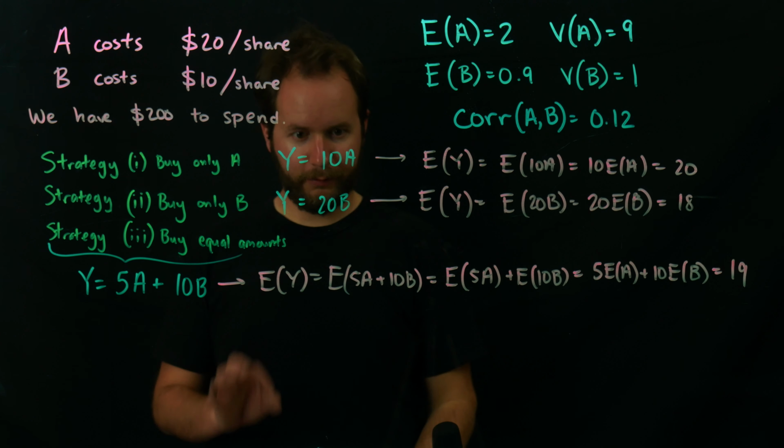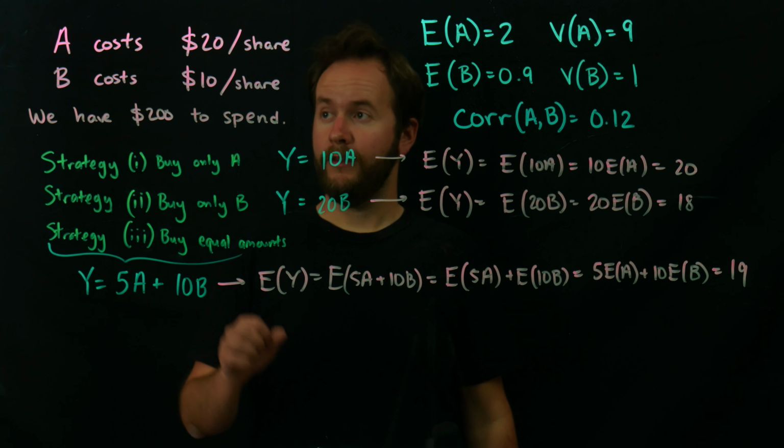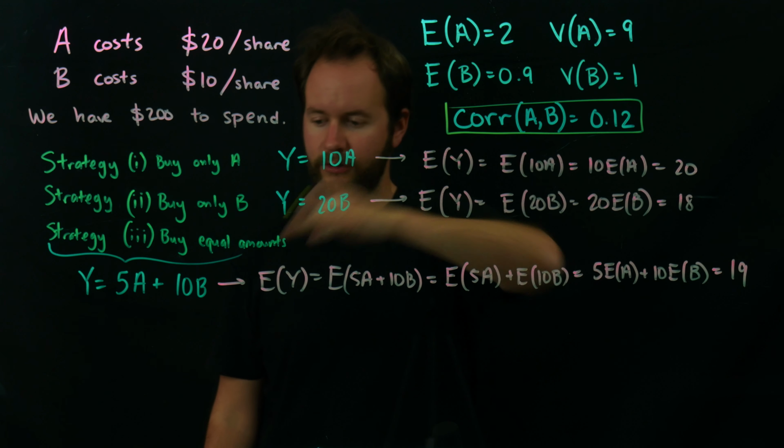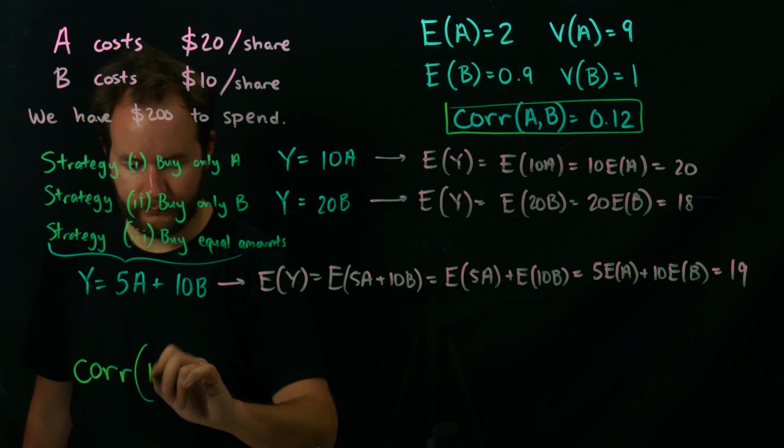Okay, the next part of the question actually has us compute the covariance between the stocks A and B. So we're actually going to use this correlation formula here. I'm going to snag this guy and bring him down to the line below. I'm going to go ahead and write down the correlation formula.